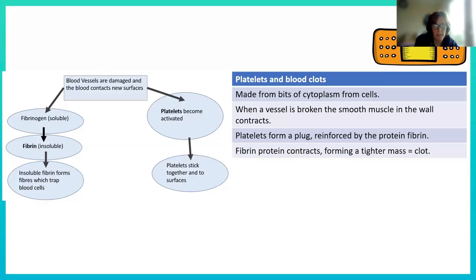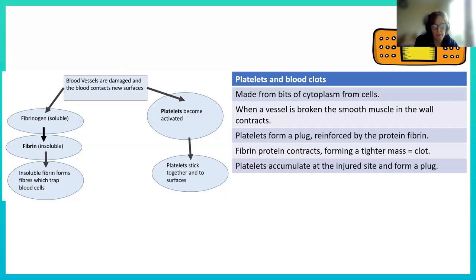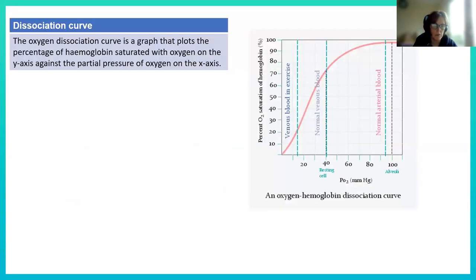This traps the blood cells and forms a clot. Platelets, everything is accumulating and sticking together, reinforced and tangled together by these fibrin particles and stopping you bleeding out essentially. So that's how your clotting process works.